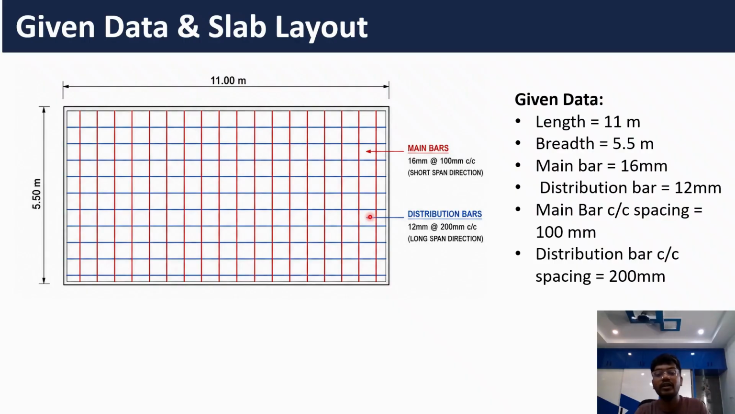So here is the important concept. Main bar resists the major bending tension, so they are placed along the shorter direction. And distribution bar distributes the loads and controls the shrinkage cracks, so they are placed perpendicular to main bars. A common mistake beginners make is confusing between bar direction. So remember this simple rule: main bars always go in shorter direction.